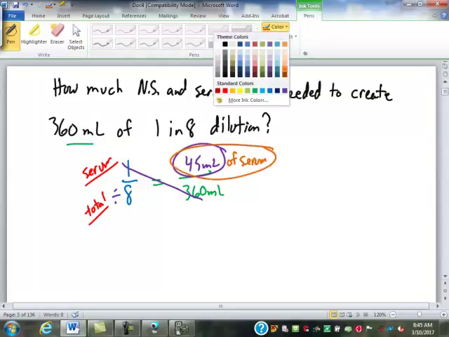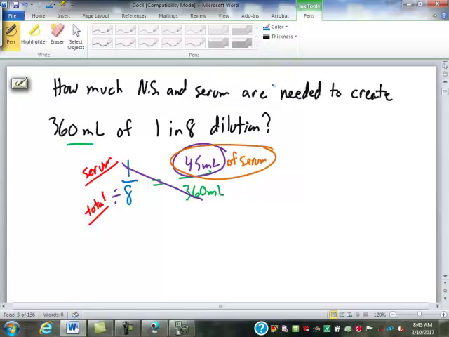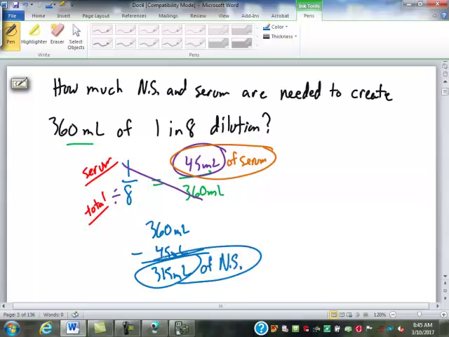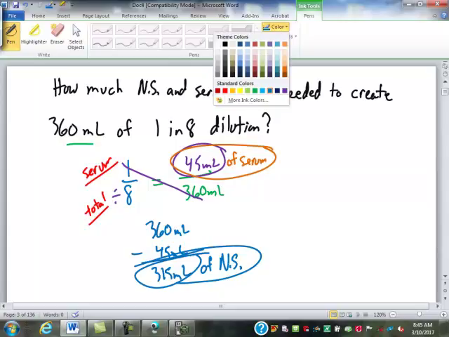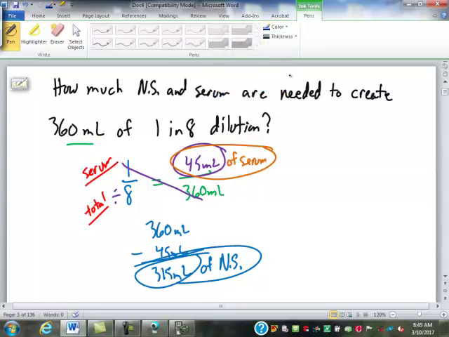To find the amount of saline here, there's 2 ways we can go. One way is we could just take the total 360 and minus the 45 milliliters. It's going to give us 315 milliliters. And if I were in a hurry, that's the way I would do it. But for right now, let's do this in such a way that we can double check it.